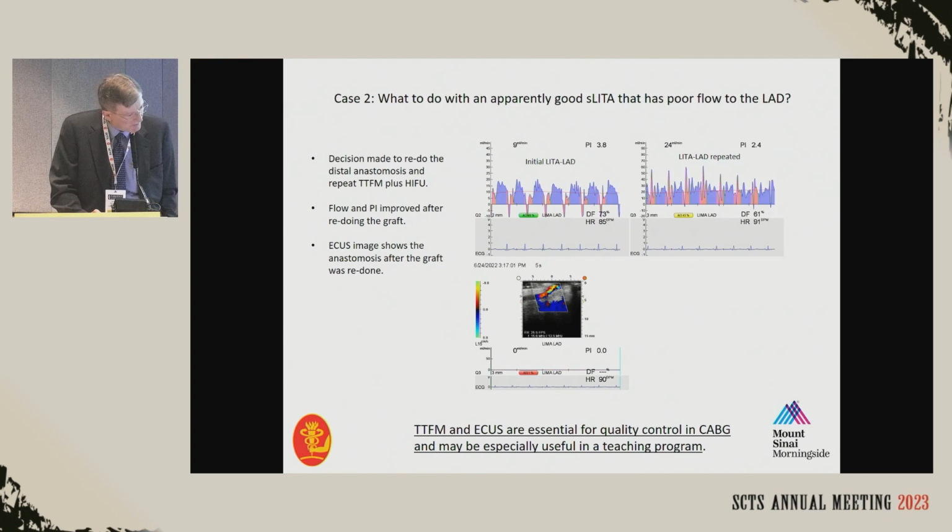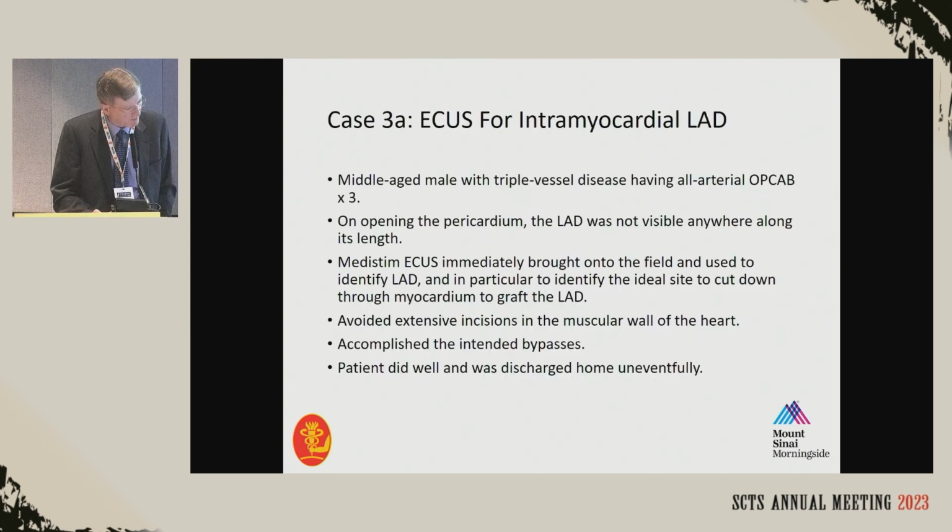So we took that down, redid it, and now the flow is 24. The PI is 2.4. And you can see a nice imaging probe assessment of the anastomosis. So this really, I think, emphasizes that both these modalities are essential to get optimal quality control in coronary bypass, and especially in a teaching program.